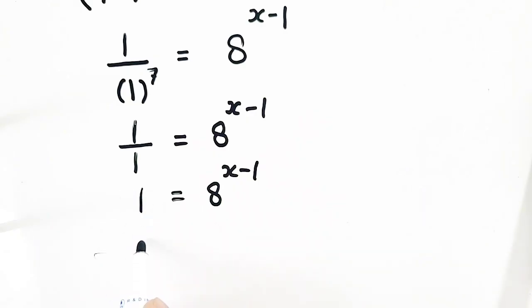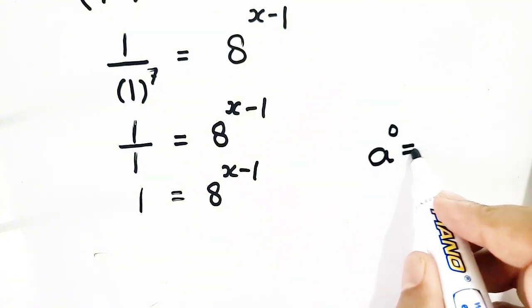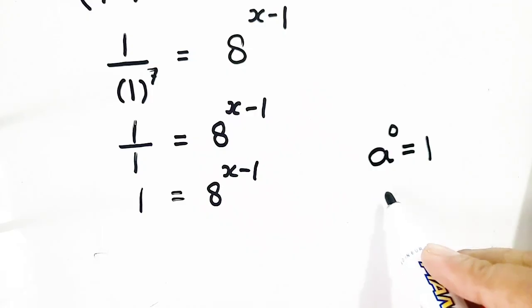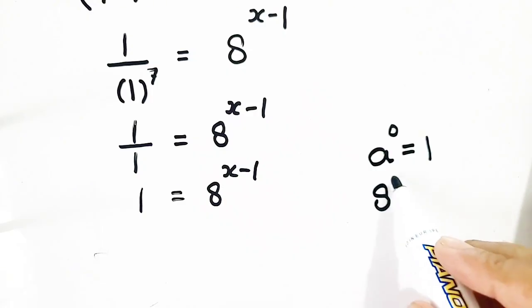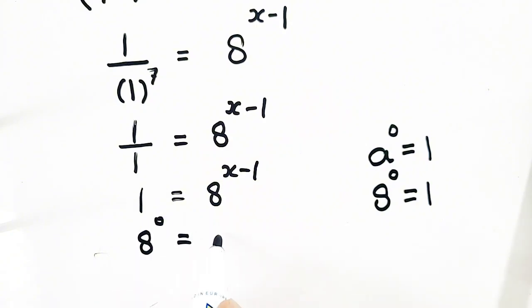1 can be written as, we know that any number which has power 0 is equal to 1. So 8 power 0 will also be equal to 1. So 8 power 0 will be equal to 8 power x minus 1.